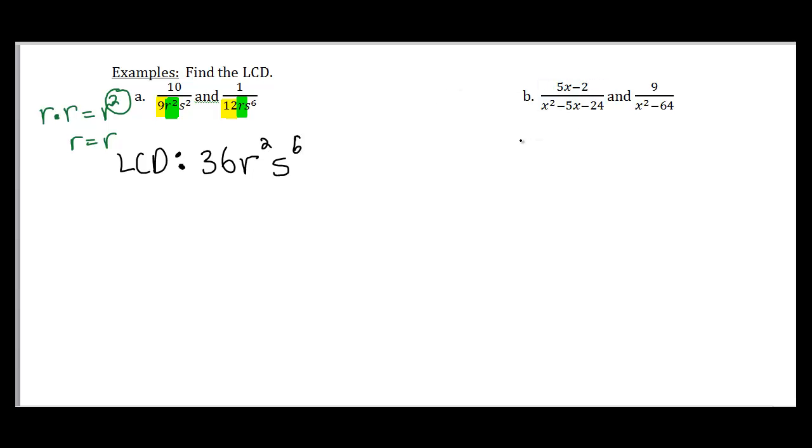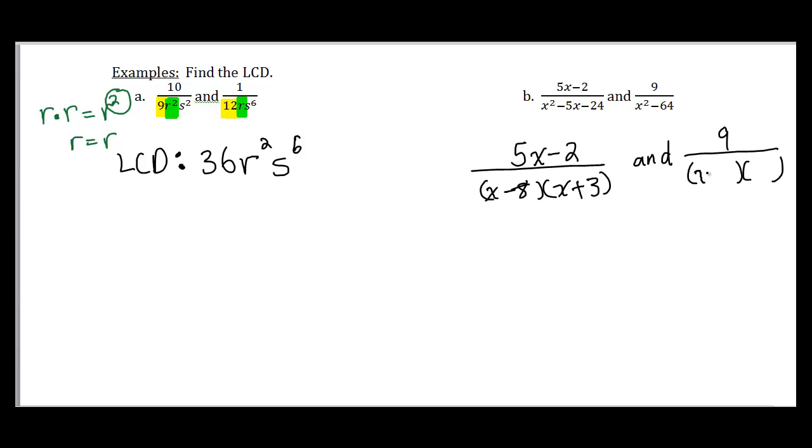Again, we have to factor those denominators first. In this example here, since that was already multiplied, it's already in factor form. There's nothing we can do to factor. But in this example here, we can definitely factor. So I'm going to factor this denominator into an x minus 8 times an x plus 3. And this denominator over here has a difference of squares, x plus 8 times x minus 8.